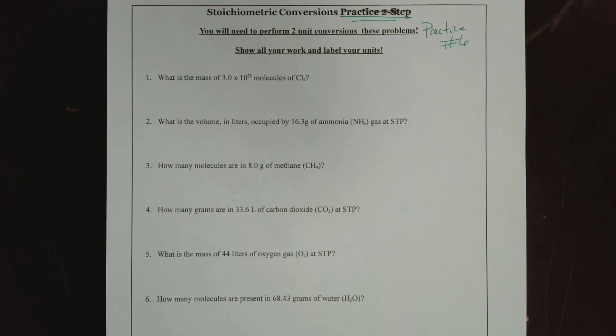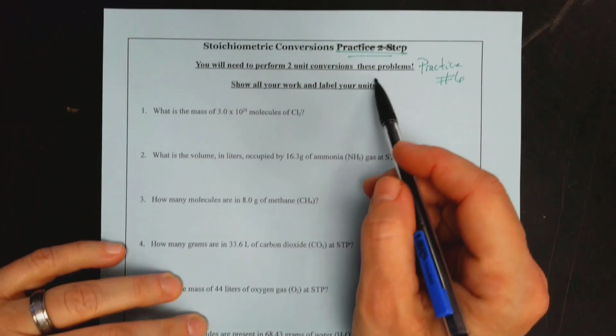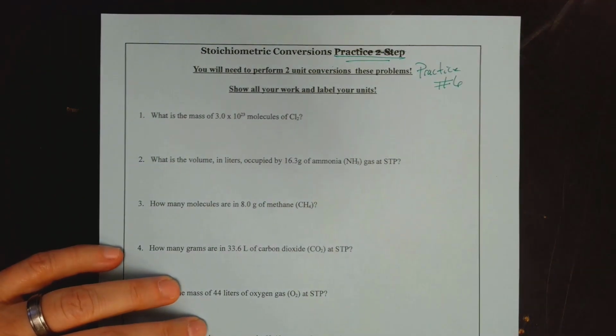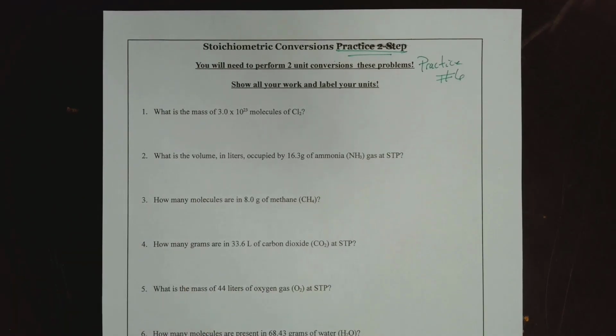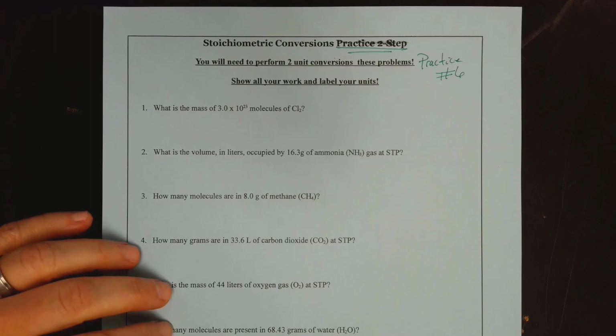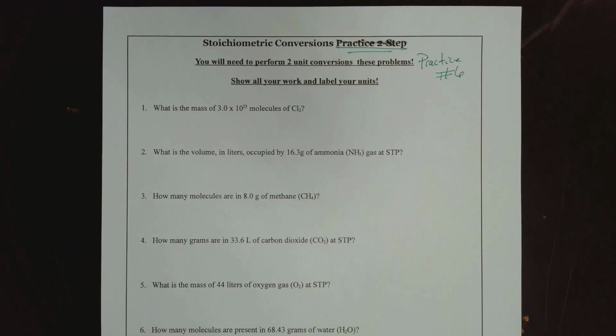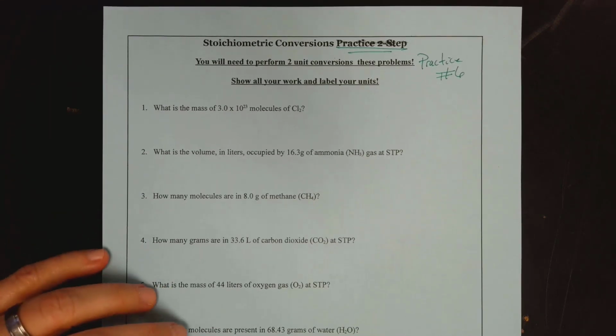Hey, let's do practice number 6. This is our first crack at two-step conversions. Again, just a quick reminder, the reason we spend all this time working on these conversions is right now we are in Unit 7, and as we go into Units 8 and 9, we're going to start doing problems and lab work that require quite a bit of these conversions to take place. So Unit 7 is all about introducing the idea of moles and how we use moles in these conversions. So that's why we're doing all this.